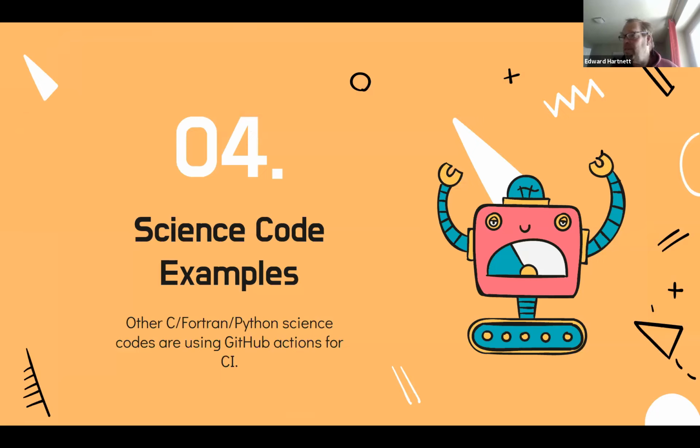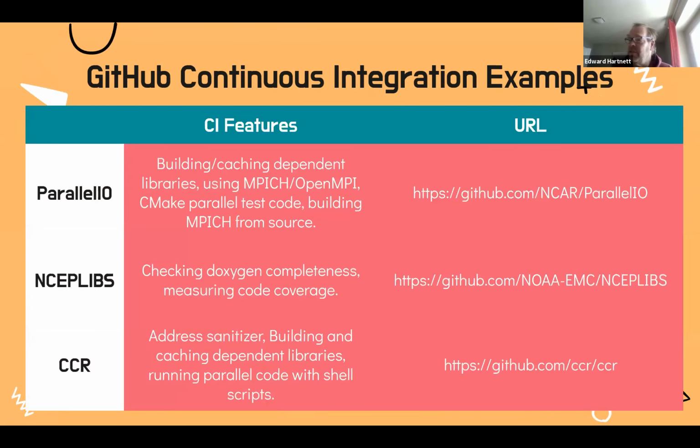I think I've run through my presentation a little more quickly than I thought here, but I have some pointers to the science code examples that I used for this presentation. The Parallel IO library demonstrates building and caching a bunch of dependent libraries, including the MPICH library, the OpenMPI library. It contains the CMake code, which allows you to run parallel IO tests easily.